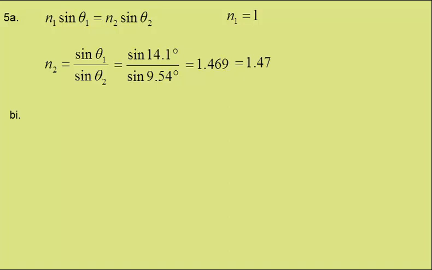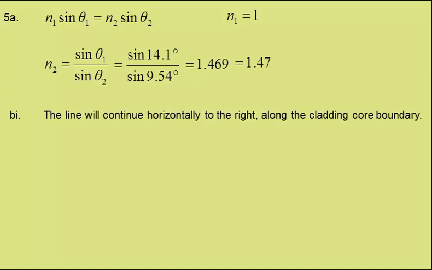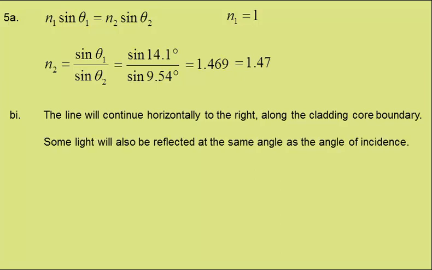In B, we're told the refracted ray meets the core cladding boundary at the critical angle. In part 1, we're to complete the diagram to show what would happen to the ray after it strikes the boundary at X. There are 2 marks for this question. The line will continue horizontally to the right along the cladding core boundary, but for the second mark there will be some light also reflected at the same angle as the angle of incidence. If we were beyond the critical angle, we would then get total internal reflection with all the light reflected.